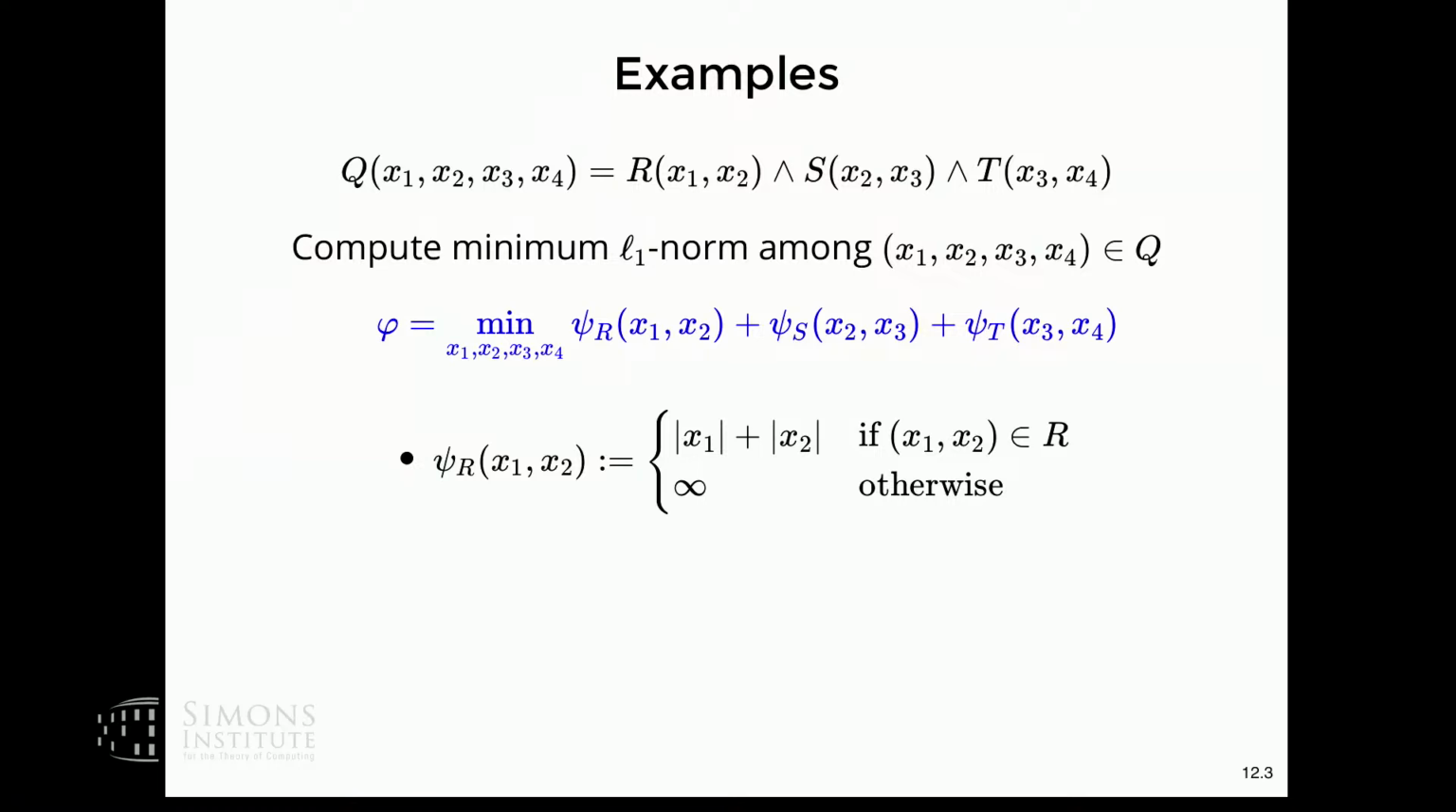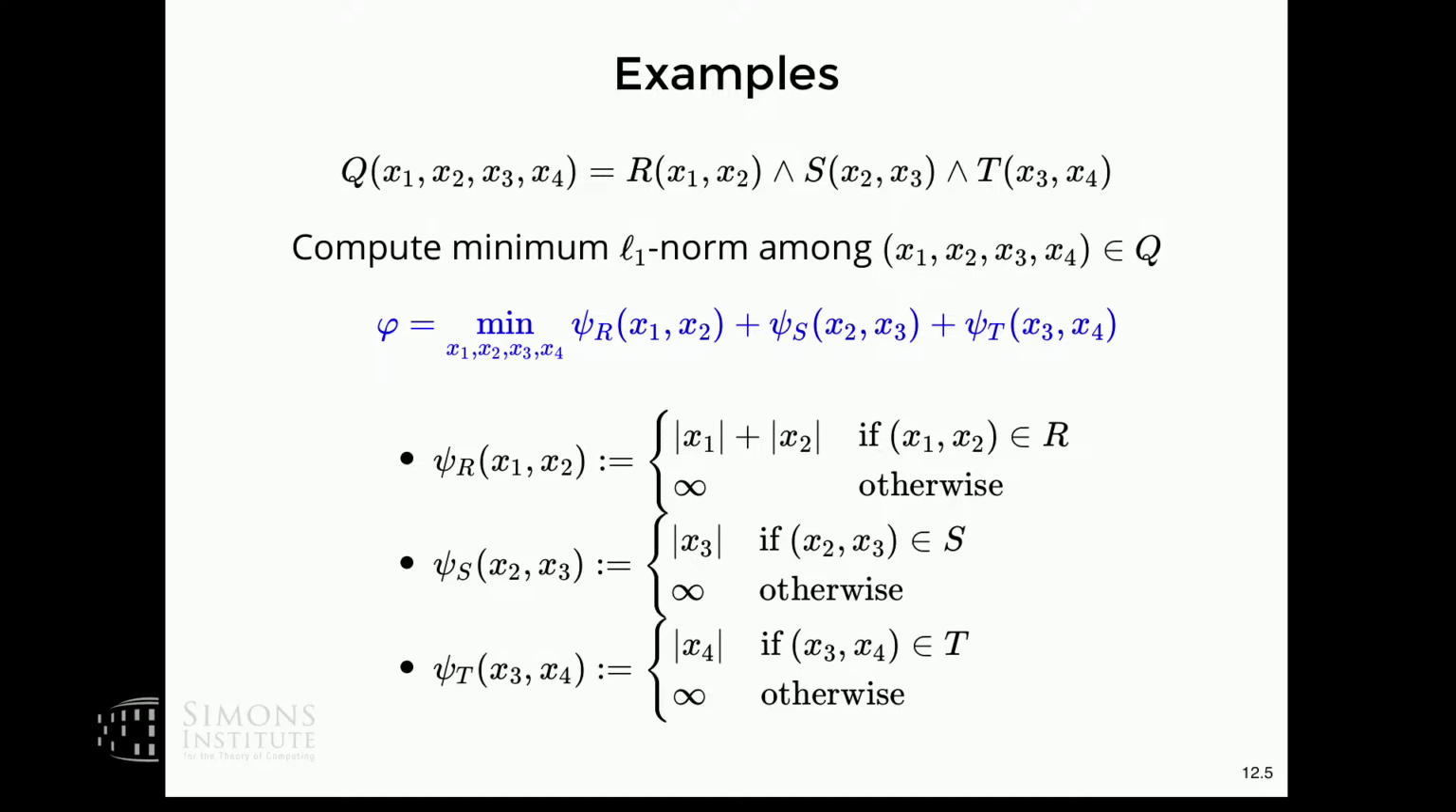So here we shouldn't really be using 0. We should be using infinity. Now we can define psi s a bit asymmetrically, where we only take the absolute value of x3 if x3 is in S, and psi2 similarly. And now let's see what happens.